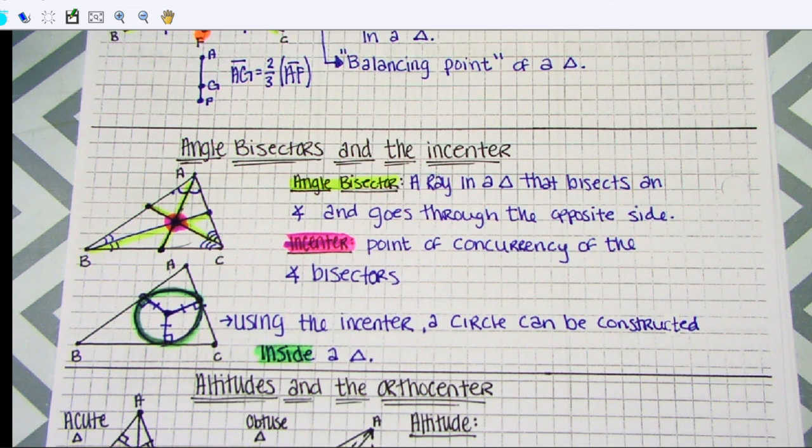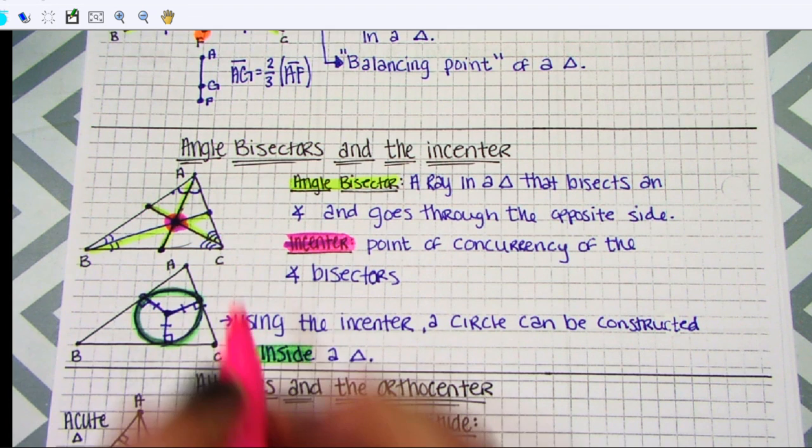Again, I know that these words are weird. I know that you probably haven't seen the word centroid or incenter. It's just some new vocabulary mixed with old vocabulary. It's all about matching. So an incenter creates a circle inside of a triangle. So this little point right here, that's the incenter.